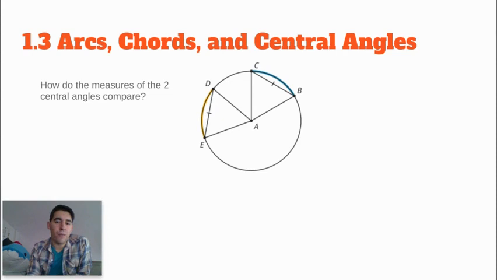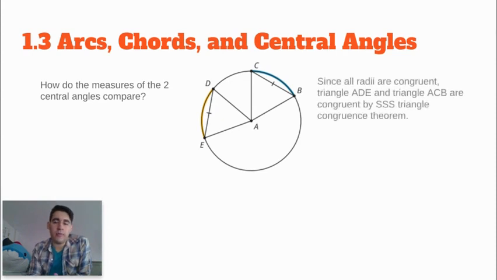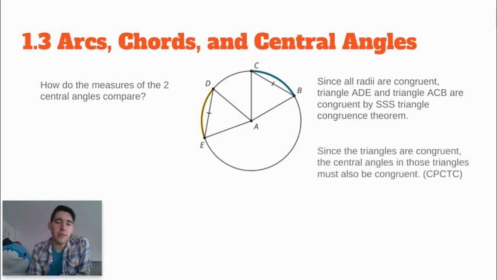Since I drew in the radii, I know that all radii in the same circle have to be congruent, which actually means that every single side of those triangles are congruent, which means the triangles themselves are congruent by the side-side-side triangle congruence theorem. Classic. And since the triangles are congruent, that means that the two angles making up the central angles must also be congruent, because corresponding parts of congruent triangles are congruent. Takes you back, doesn't it?